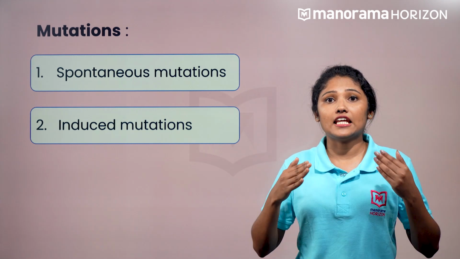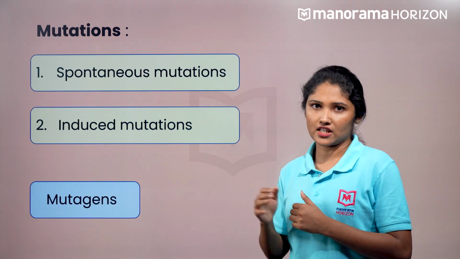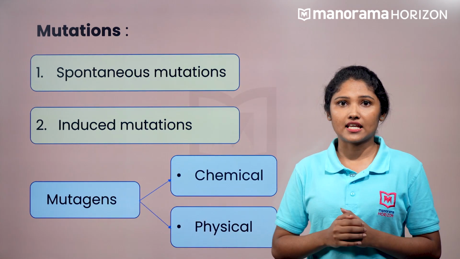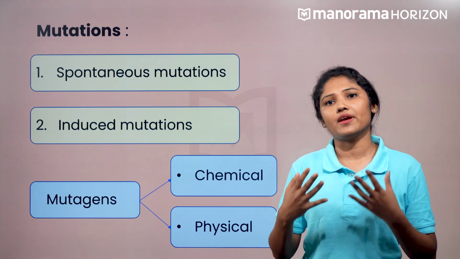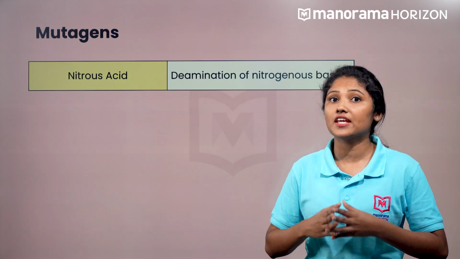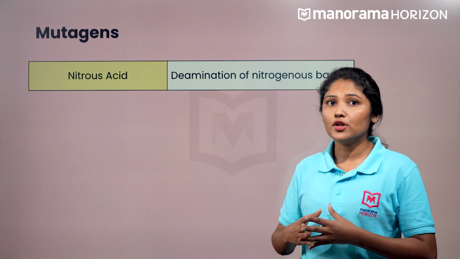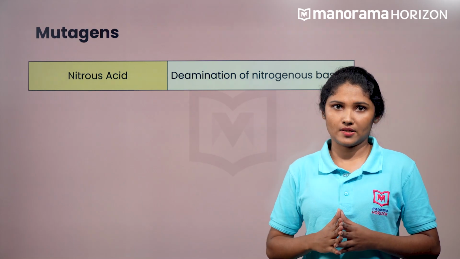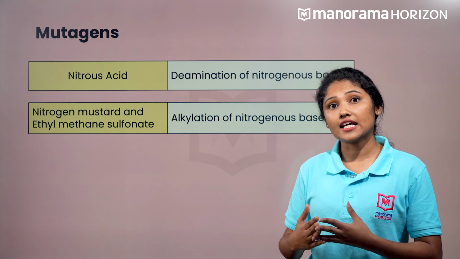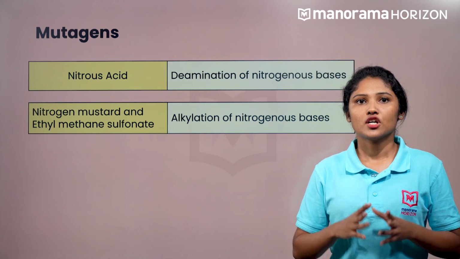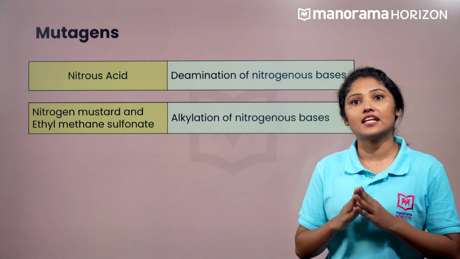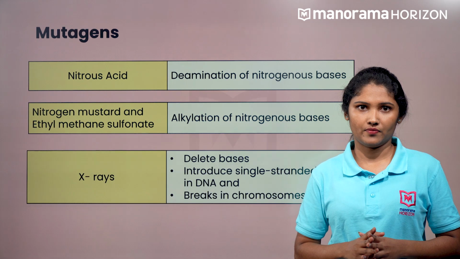These factors that can induce mutations are called mutagens. Mutagens include both chemical as well as physical factors. Let's take some examples of each of these categories. Nitrous acid is a chemical mutagen that removes the amino group from the nitrogenous bases. Nitrogen mustard and ethyl methane sulfonate add alkyl groups to the nitrogenous bases. So, nitrous acid, nitrogen mustard and ethyl methane sulfonate are chemical mutagens.